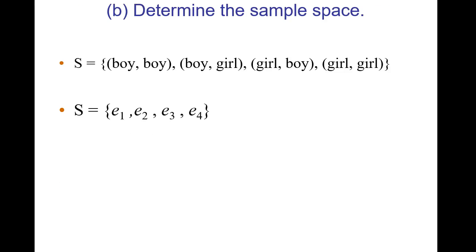So for part B, determine the sample space. The sample space is the four possible outcomes we just outlined. The first one being boy-boy, the second one boy-girl, the third one girl-boy, the fourth one girl-girl. We can denote it this way, where we spell it all out, separated by commas, or since we already used the notation of E sub 1, E sub 2, E sub 3, and E sub 4, then we can use this shorthand notation to describe the exact same sample space.